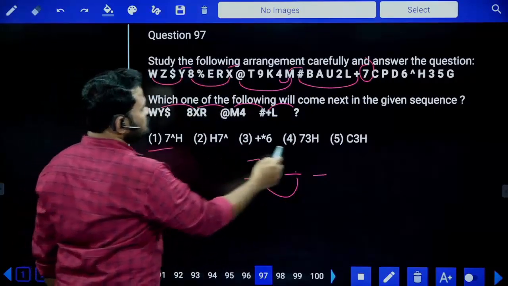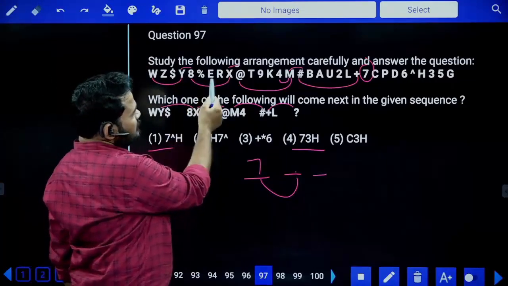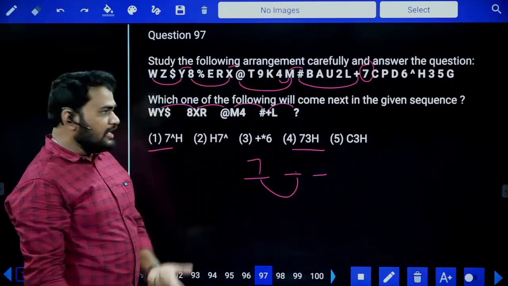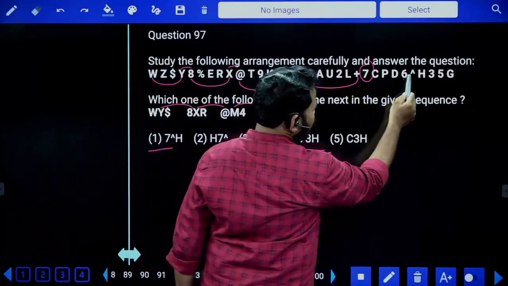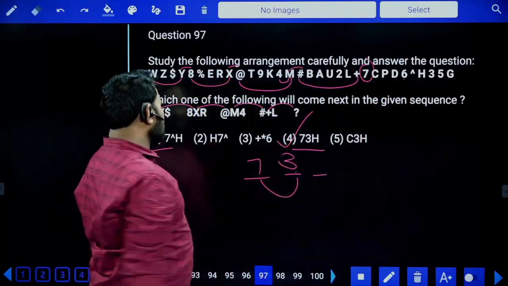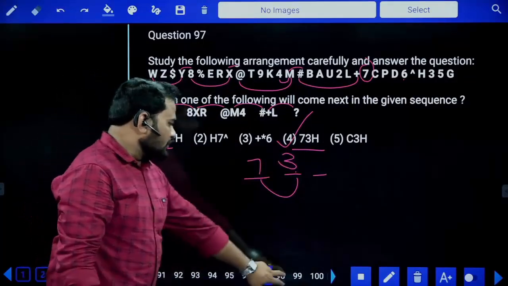We have two options. After 7, as we discussed, we have 2 elements, 3 elements, 4 elements, 5 elements gap. After 7, I need to leave 6 elements as the gap, that is 1, 2, 3, 4, 5, 6 elements gap. Then we will get 3 7 3, nothing but option number 4. Next, question 98.